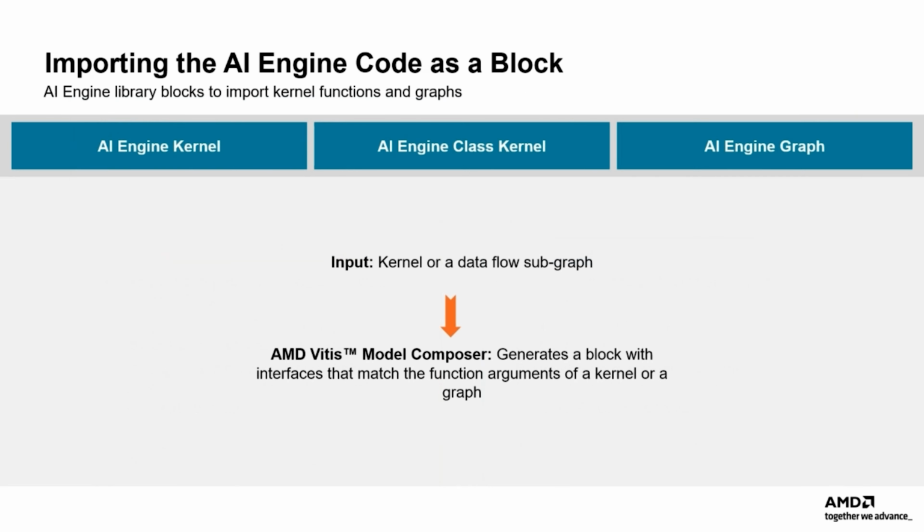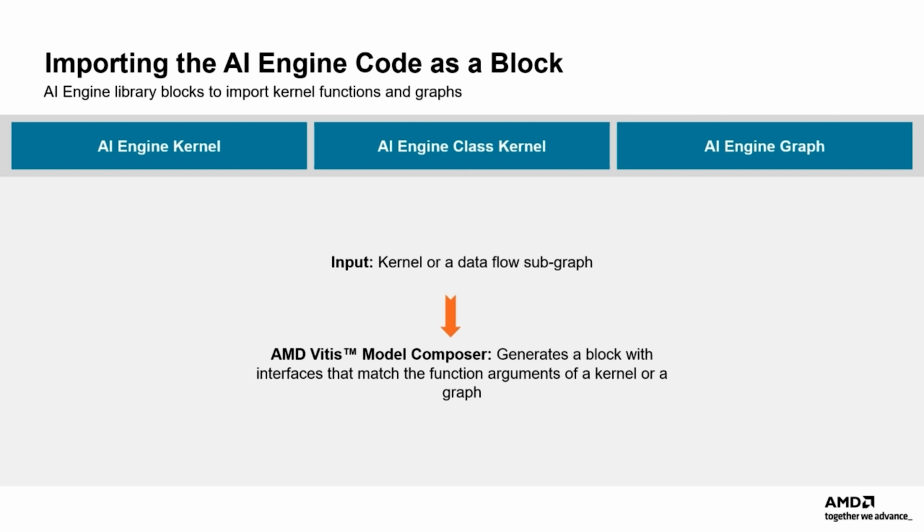To import the AI engine code as a block, Vitis Model Composer allows you to import either the AI engine kernels from the AI engine library or a user-defined AI engine graph. Vitis Model Composer provides two AI engine library blocks to import kernel functions of different types: the AI engine kernel block, which is non-class based, and the AIE class kernel block, which is class-based. In addition to non-class-based and class-based kernels, Vitis Model Composer also supports the importing of kernels declared in a namespace.